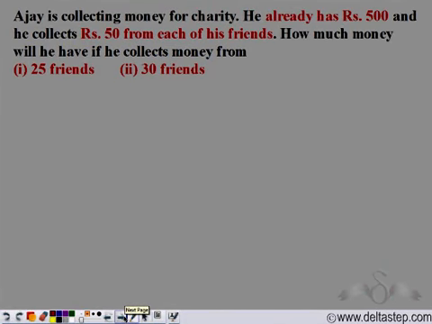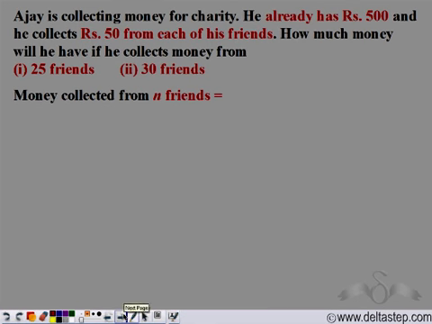Ajay is collecting money for charity. He already has rupees 500 with him and he collects rupees 50 from each of his friends. So how much money will he have if he collects money from, in the first situation, 25 friends, in the second situation, 30 friends? Now let us first try and form an algebraic expression from this word problem.